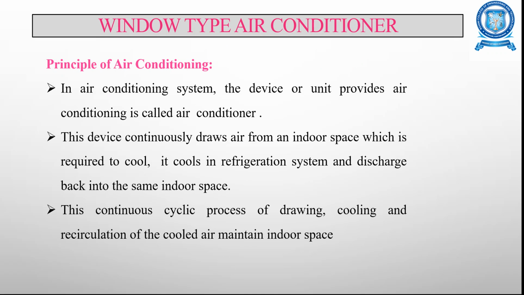So regarding the principle of air conditioning, in any air conditioning system, the device or unit that provides air conditioning is called an air conditioner. So this device continuously draws air from an indoor space which is to be cooled. It cools it in the refrigeration system and discharges it back into the same indoor space. This continuous cyclic process of drawing, cooling, and recirculation of the cooled air maintains the indoor space.